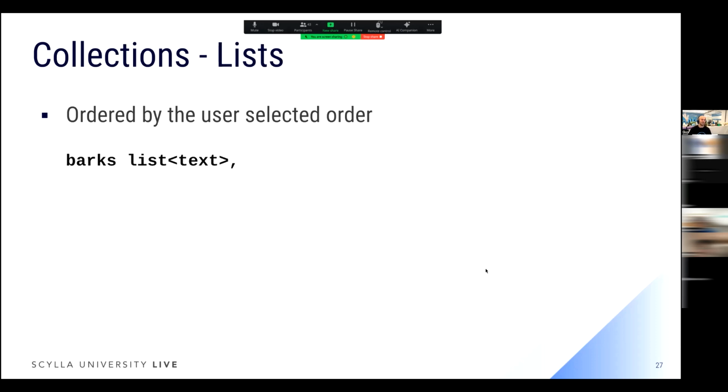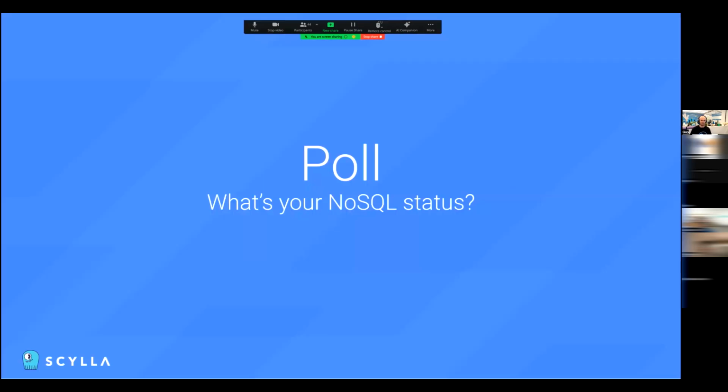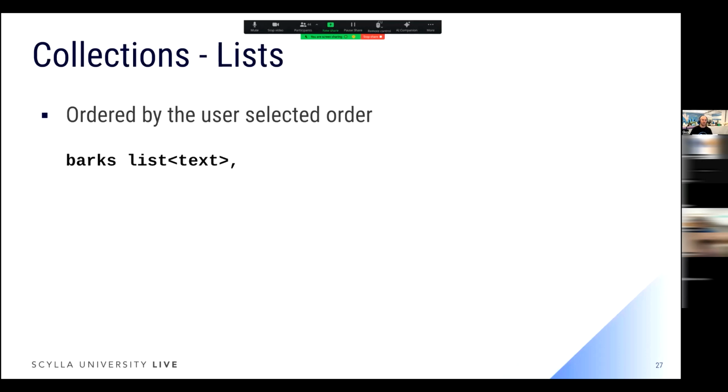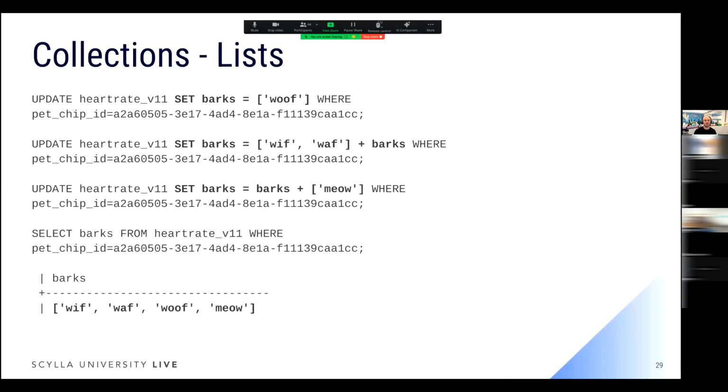As opposed to that, lists are ordered according to the user selected order. So it depends on how you insert the data. Okay, so what happened here? So if we have a bark with lists, and we add, say, woof, and then we add whiff and waff to those barks, and then we add to the barks meow. So this is the order that we would have. It's exactly according to the order that we entered the data. Okay, they're not reordered as we saw before with the set.